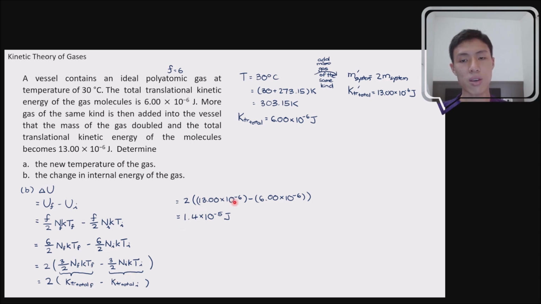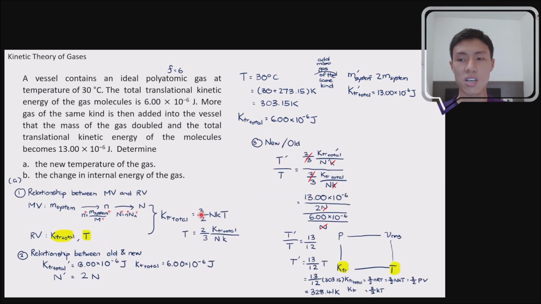Okay, so from there we determine the change in internal energy. And since it's positive, it means your internal energy increases. Internal energy increasing means your temperature should increase. So if you look at the previous answer, you can see that the temperature is definitely higher than before. Okay, so everything sort of makes sense over here.